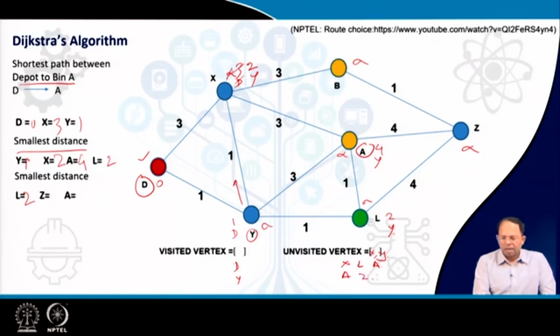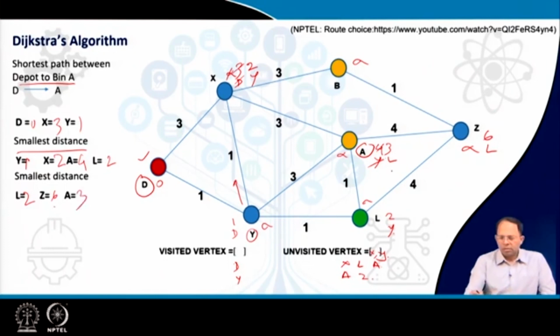So distance from L to A is another 1. So 1 plus 1, that is 3. So this is already 2. So 2 plus 1, that is 3. And the previous node is L. For this one, the value will become 2 plus 4, 6. And the previous node is L. So this is 6. And this A becomes 3.